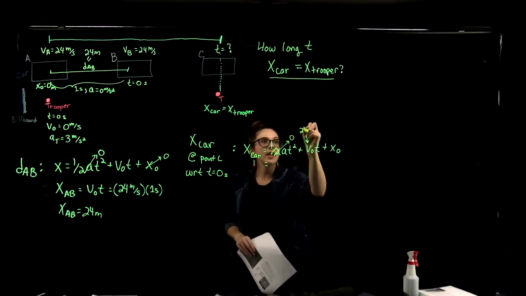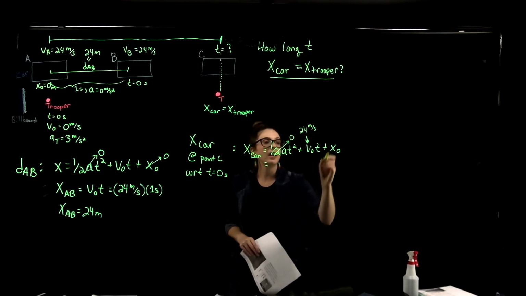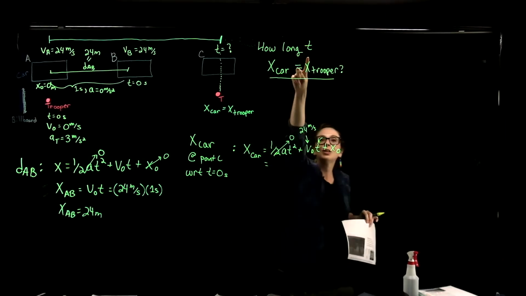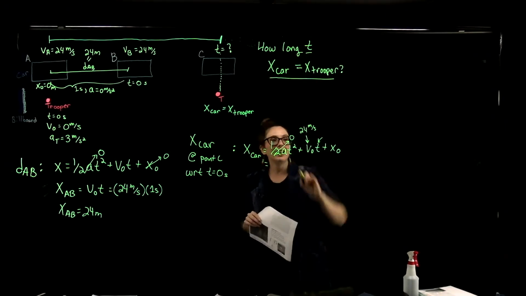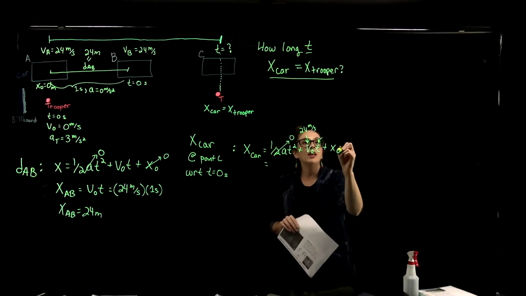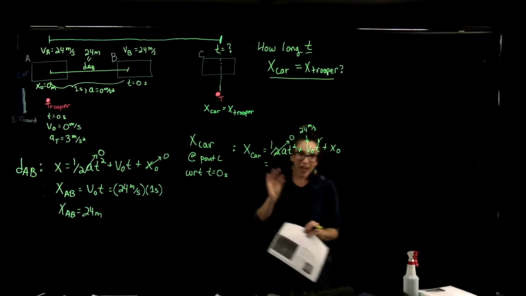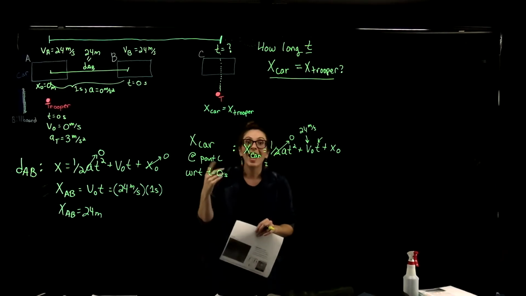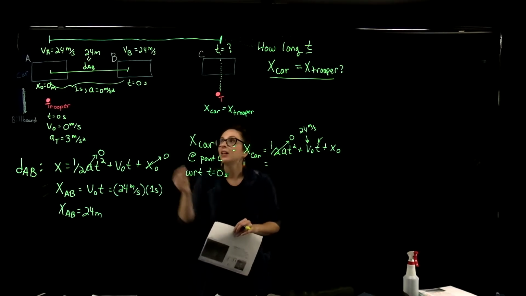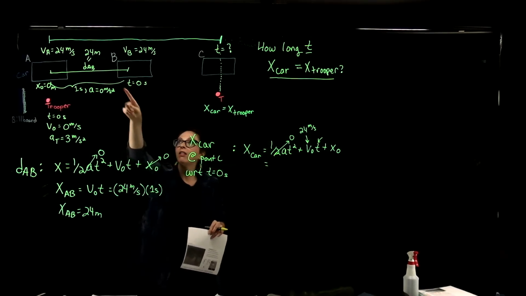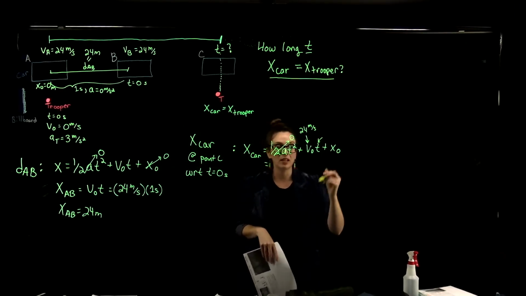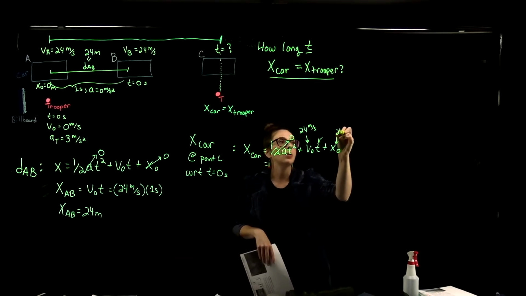The car always has a speed of 24 meters per second. This t is unknown. That's the unknown we're trying to solve for right here, okay? And then this x0, that's the position that our car already is at t equals 0. And so the car we already calculated is going to be at 24 meters away from the billboard when we set t equals 0. So that's going to be 24 meters.